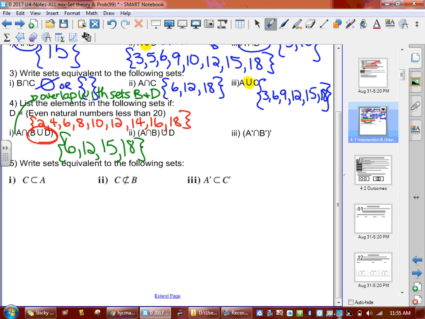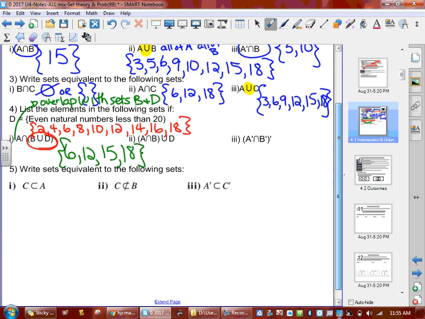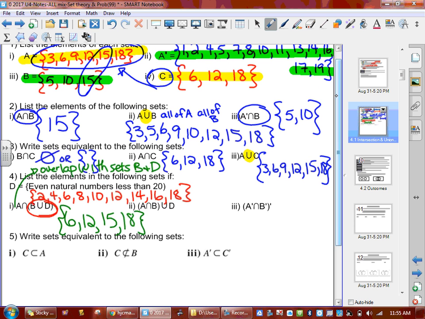How would we read the next one? A and B. So the overlap of A and B. Okay, let's go up and see if there's an overlap between A and B. 15, okay. So it's saying that or anything in the D list. So the number 15 or anything in the D list. That means I list that number 15 and the whole D list.